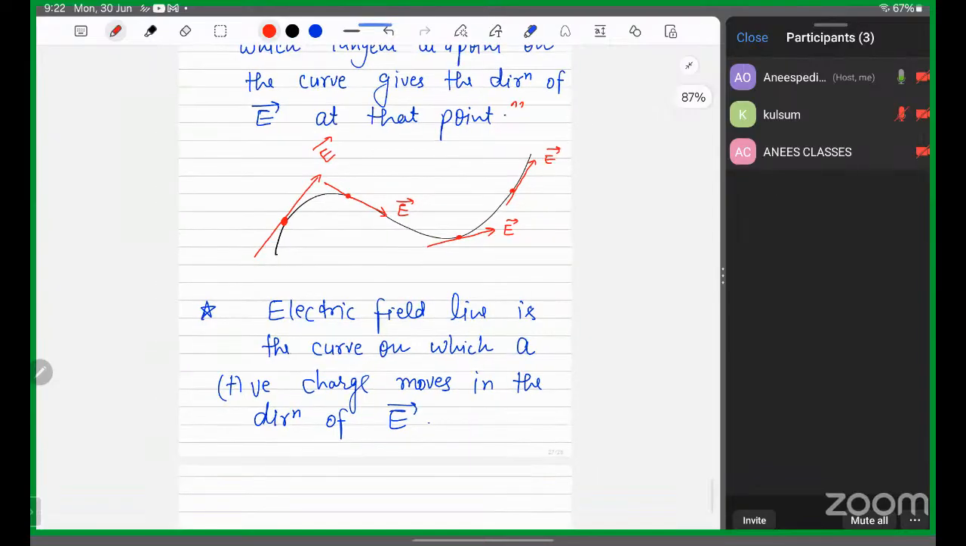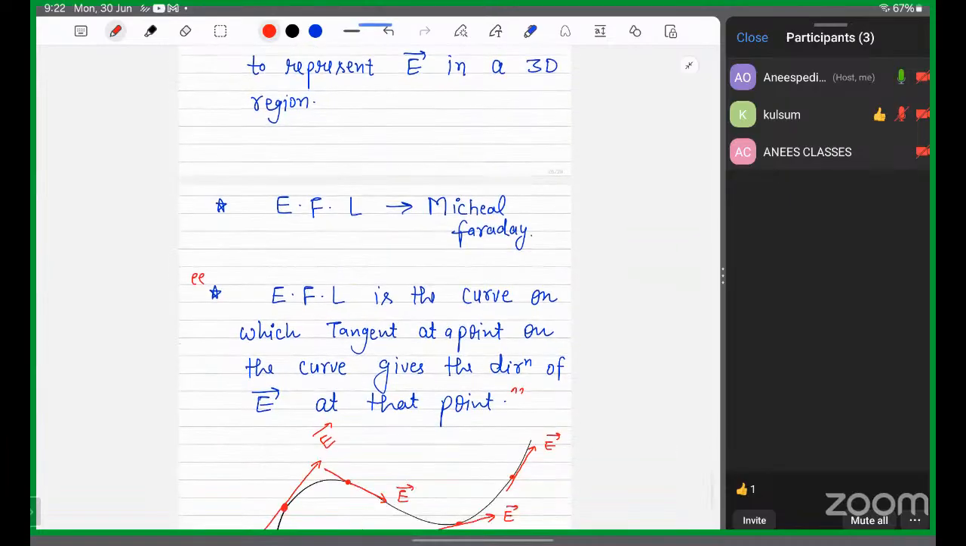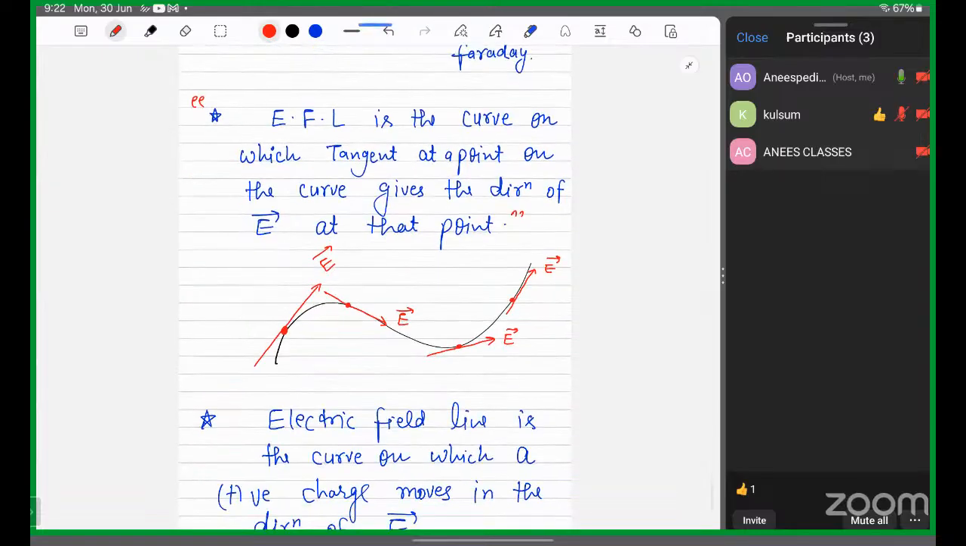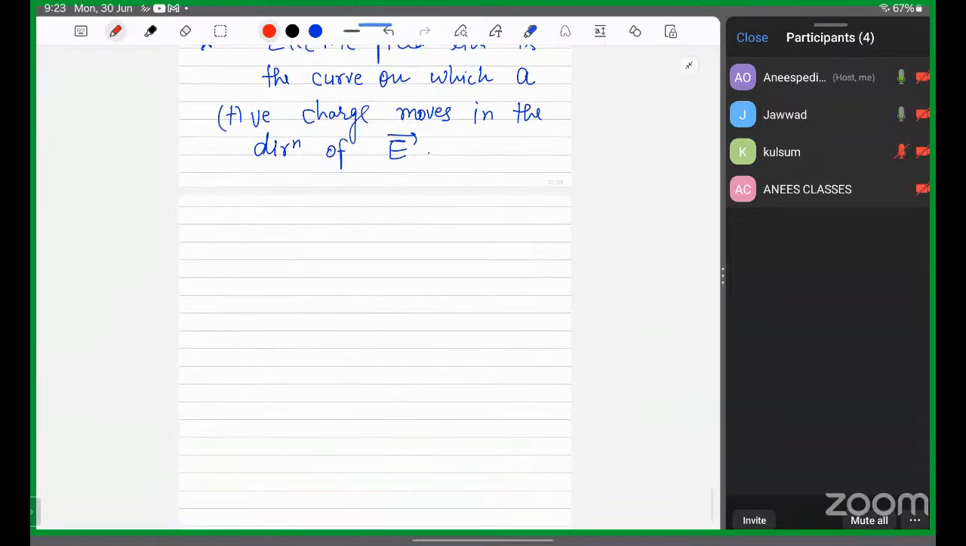Any doubt? First point is electric field lines are used to represent electric field. Second point, this concept was given by Michael Faraday. Third point is the main definition of EFL: the curve on which the tangent at any point gives the direction of electric field. And if you put a positive charge freely on the EFL, it will move in the direction of electric field. Any doubt?